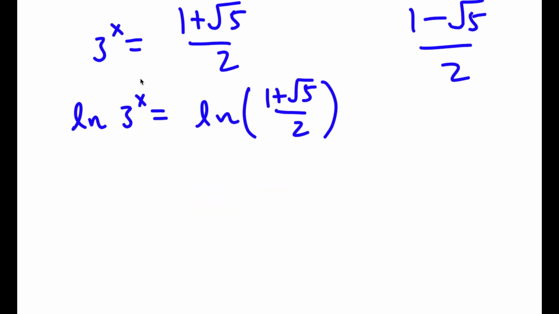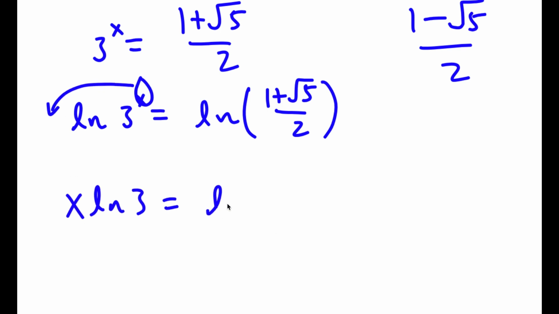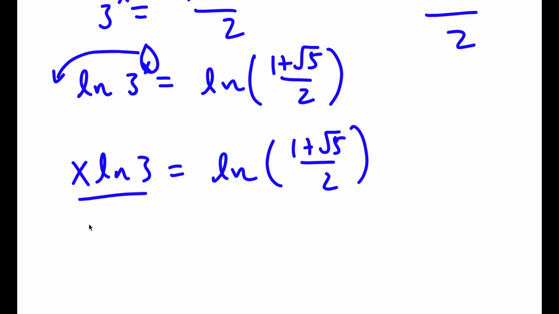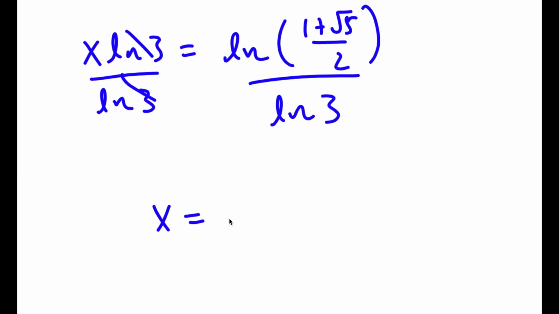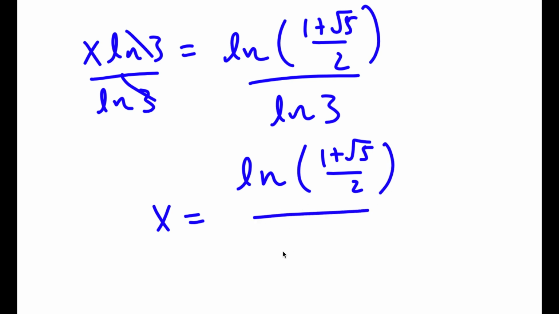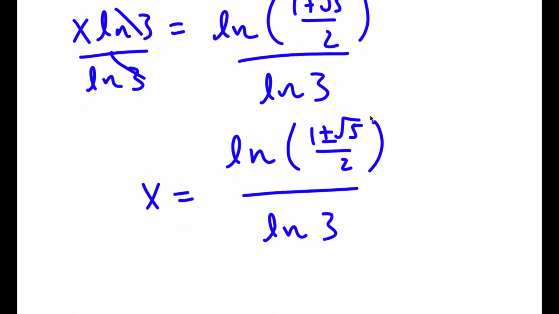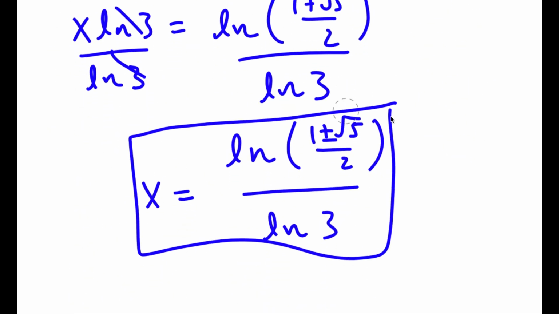And now I can move this to the front. So now I have x times ln 3 is equal to ln of 1 plus the square root of 5 over 2. Now if I divide both sides by ln 3, these two cancel out, and I'll be left with x is equal to ln of 1 plus the square root of 5 over 2, over ln 3. And this is actually plus or minus, because the same goes for 1 minus the square root of 5 over 2. So these are my two solutions.